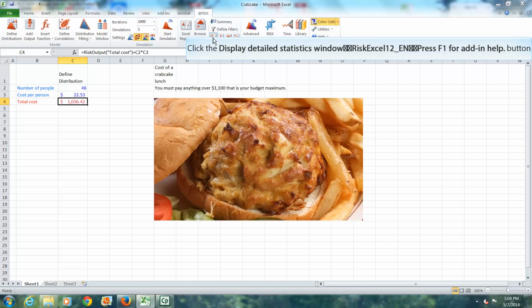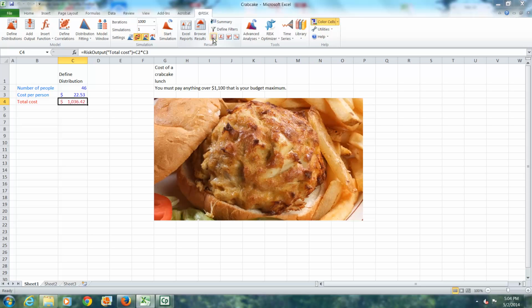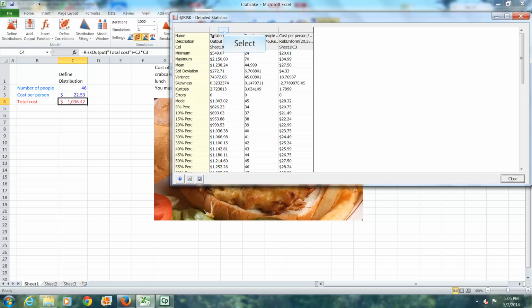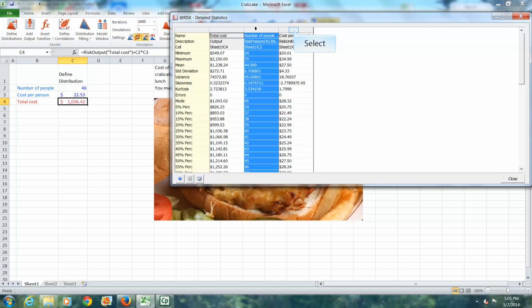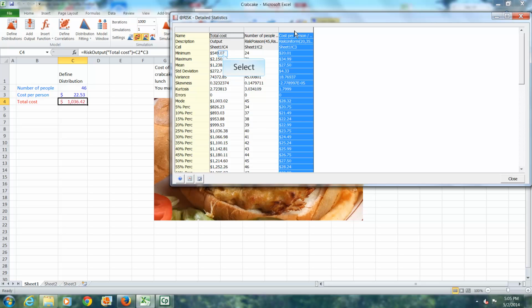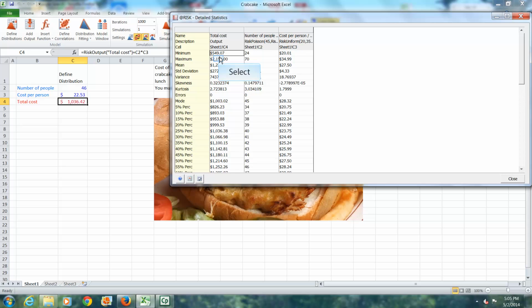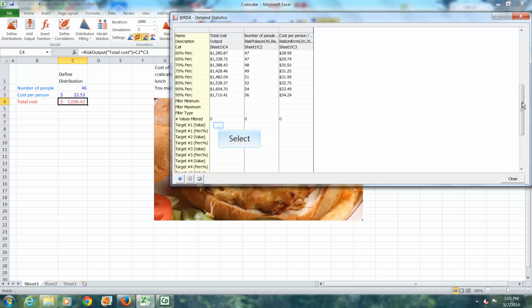Now if we go up to our results and I click right here, Simulation Detailed Statistics. When this comes up, notice that I have data on the total cost, that's an output. I have data on the number of people, that was that Poisson distribution. And I have data on the cost per person. And running down the rows you can see the minimums, maximum, mean, and if we scroll on down we can see that we've got percentiles as well.